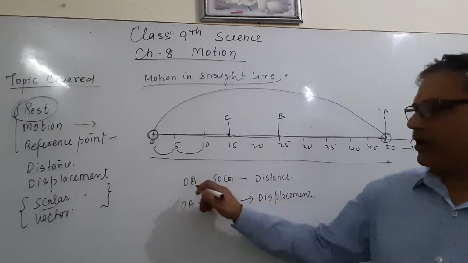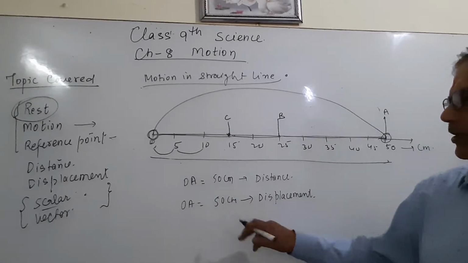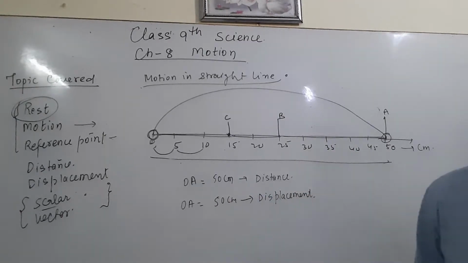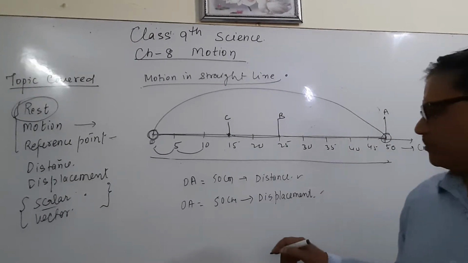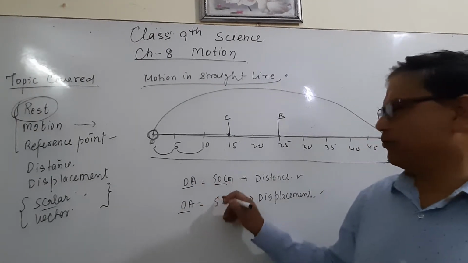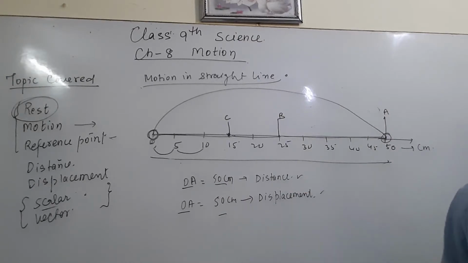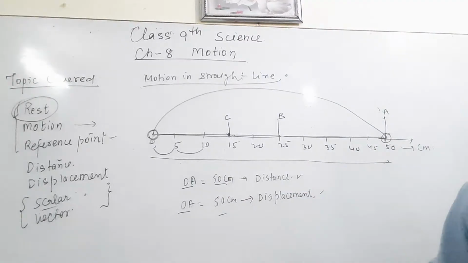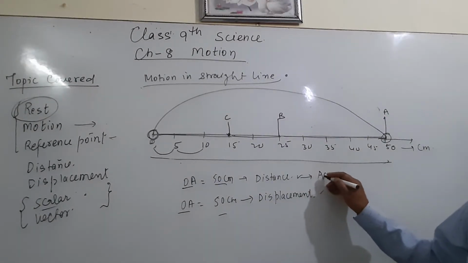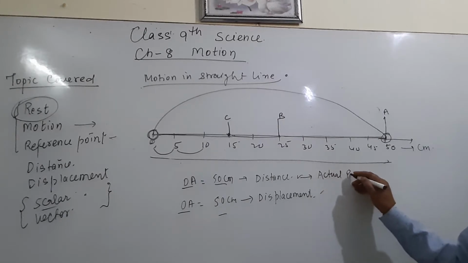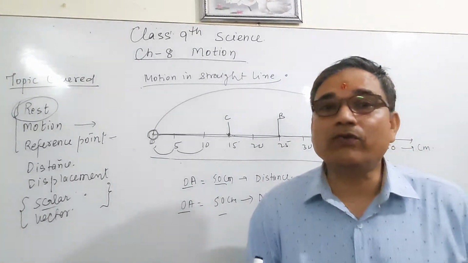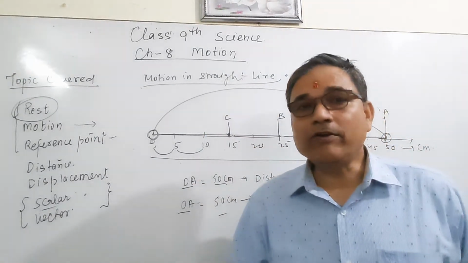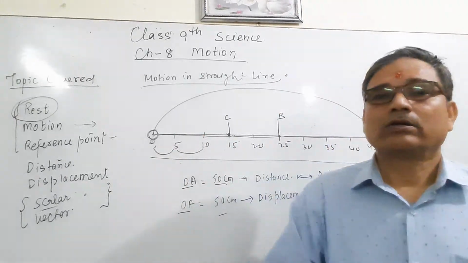But I write the same OA here, 50 here, 50 here. Then why am I writing distance and displacement? What is the difference? Here is distance, here is displacement. Why? OA is the same and 50 is the same, but there is a difference. Can you tell me? Here the actual path is mentioned. Here the path between the initial and final point, which is shortest, is mentioned.